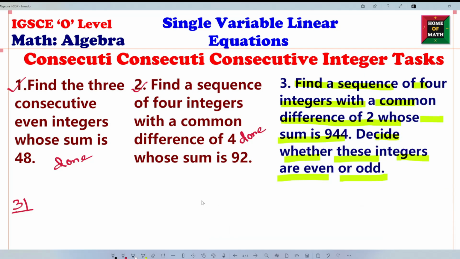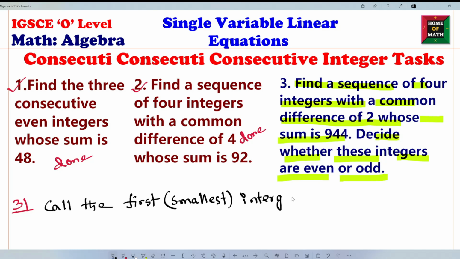Now let's start. So first call the first, smallest integer x. Okay, then find a sequence of 4 integers with a common difference of 2.